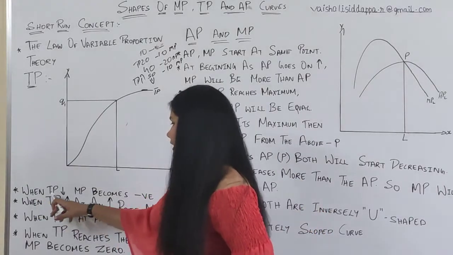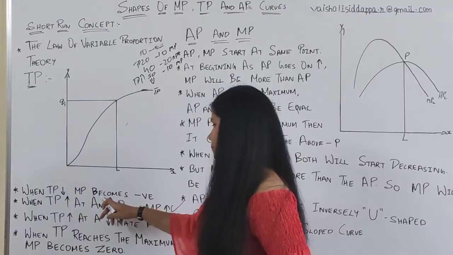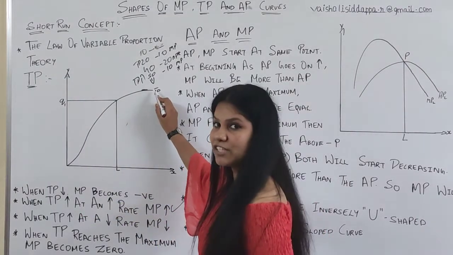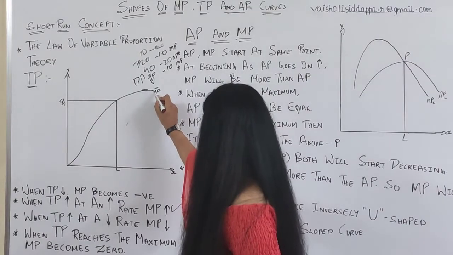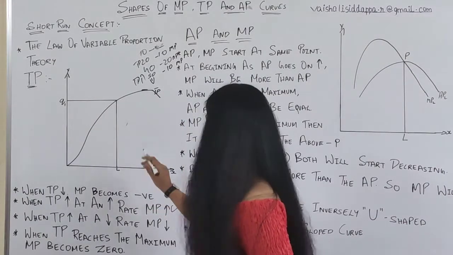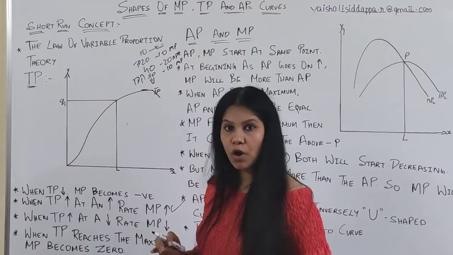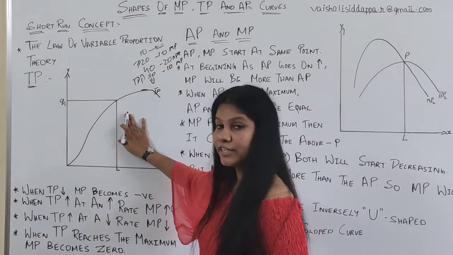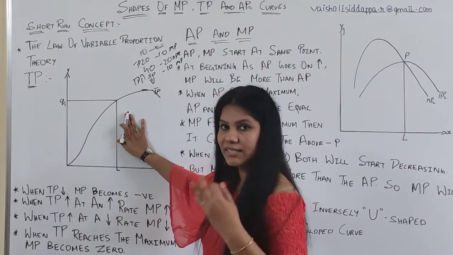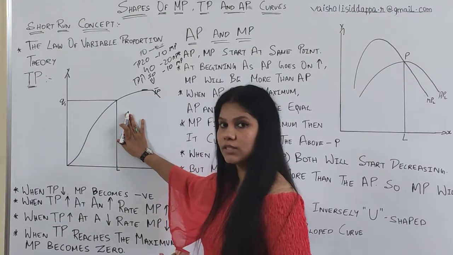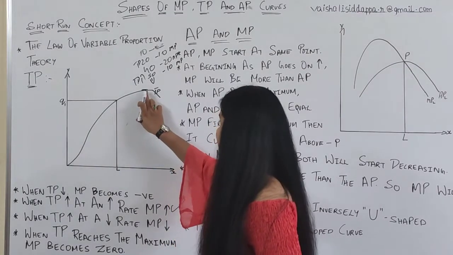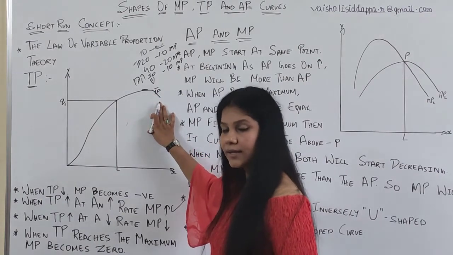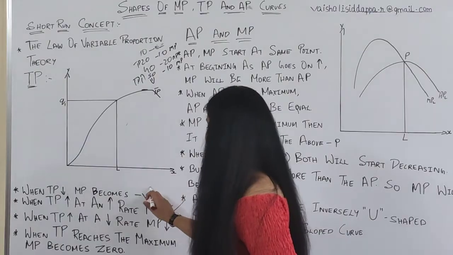Then when TP decreases, MP will be negative. In this particular diagram TP is not shown decreasing, and the marginal product curve is not represented there, but you have to see the table for that, the table from the previous classes which you have written down. When TP comes down, it is decreasing, and at that time MP definitely becomes negative.